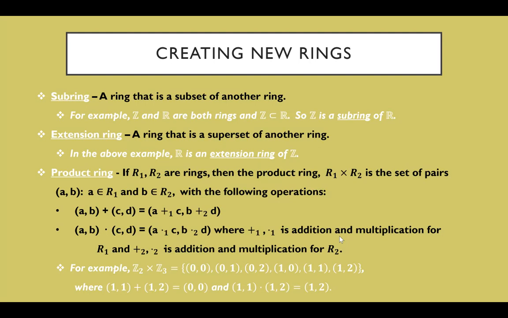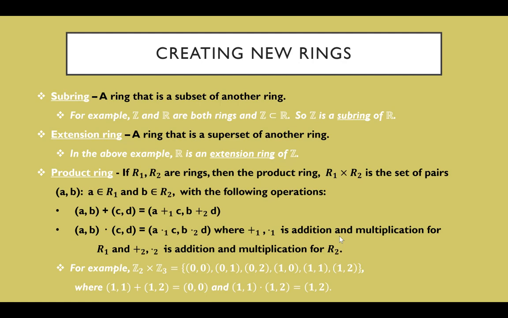The idea of extension ring is the polar opposite of that. If you just think about switching those two, since Z is a subring of R, then we would say R is an extension ring of Z. So you're beginning with a smaller ring, or with a set, and then extending it to another set. So the set of integers is extended to the real numbers.